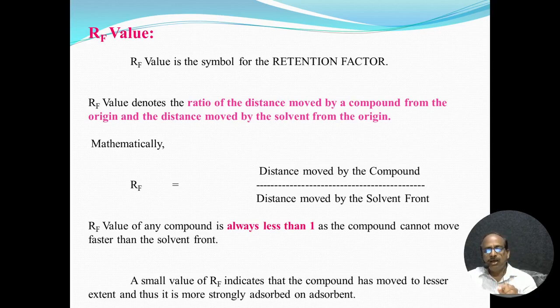The most important thing you have to remember is the values of RF. RF values are always less than 1. Is there any case where your calculated RF value is greater than 1? That is quite wrong, absolutely wrong. That's why we take the RF value, because the distance moved by the solvent is always high and the distance moved by the compound is always less. Mathematically the factor is a decimal, like 0.98, 0.89, 0.78. Whenever the RF value is calculated as less than 1, that is the most important thing for RF values.